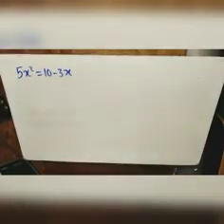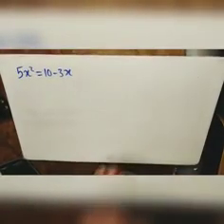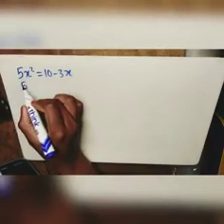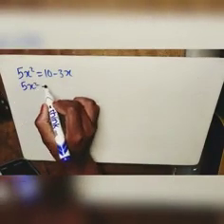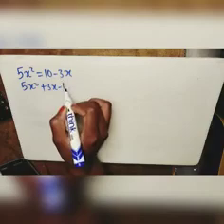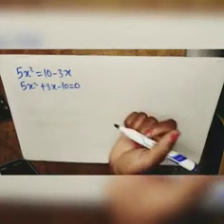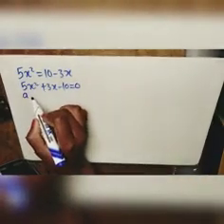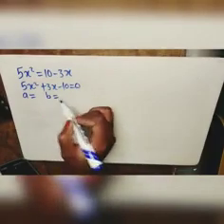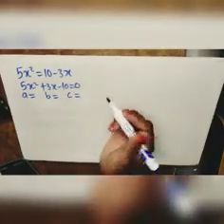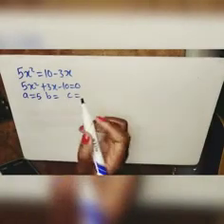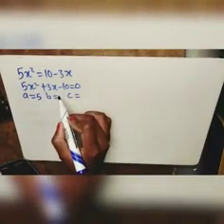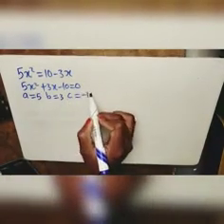Don't panic. Just rearrange everything to the ordinary form that you are used to, making it 5x squared plus 3x minus 10 is equal to 0. With that being said, identify your A, identify your B, identify your C. So A is 5, B is 3, C is minus 10.